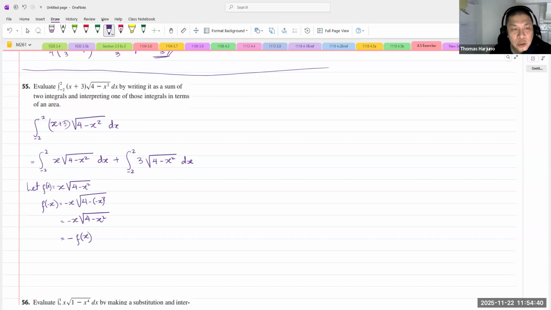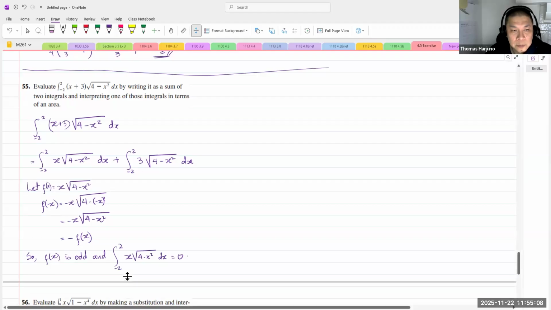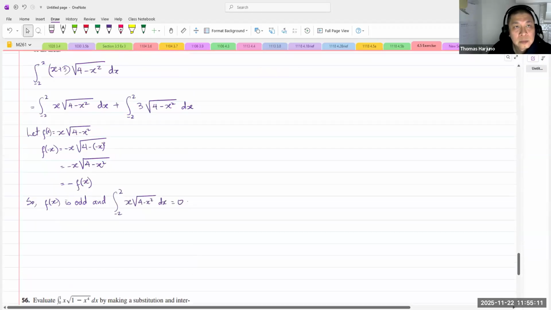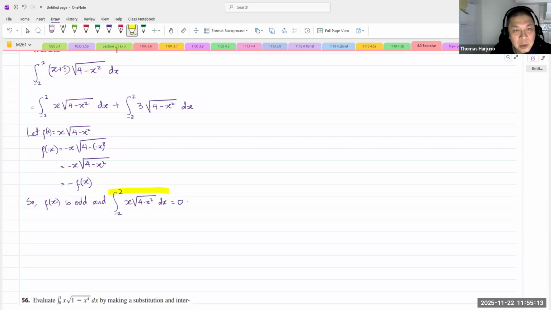Right? Okay, so f(x) is odd, and consequently the integral from -2 to 2 of x square root of 4 minus x squared dx is equal to 0. Okay, now how about the second term? We talk about this part here. How about the second integral?